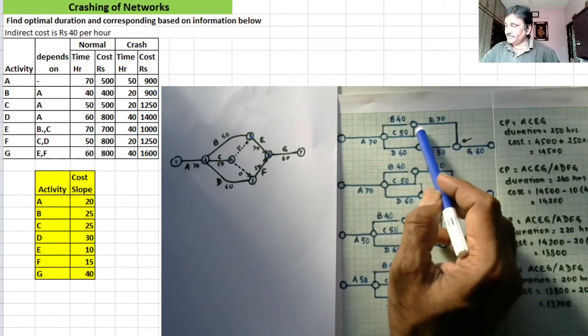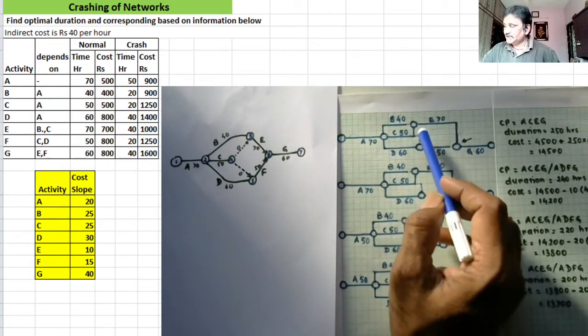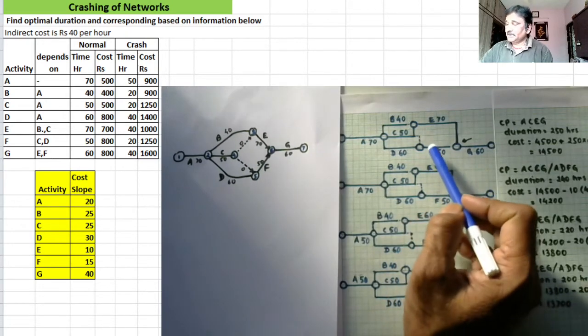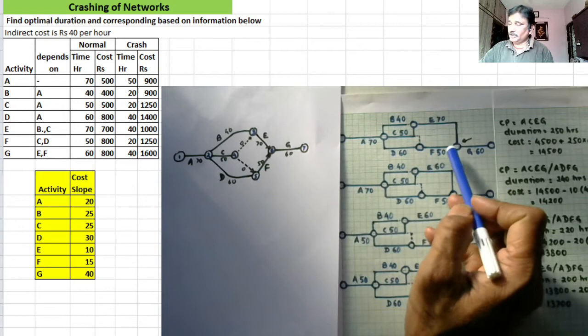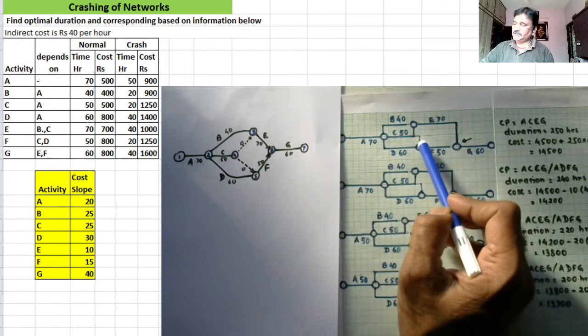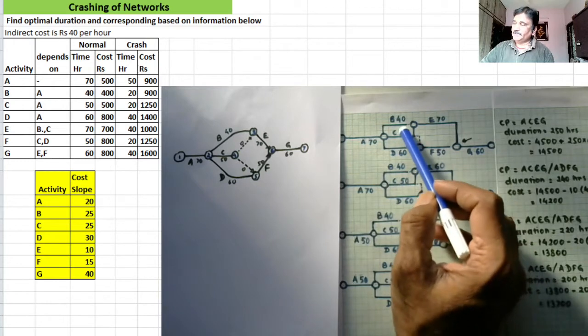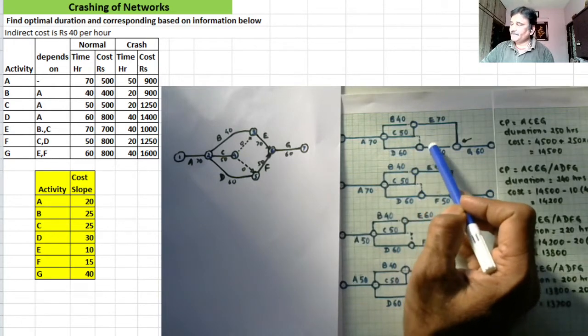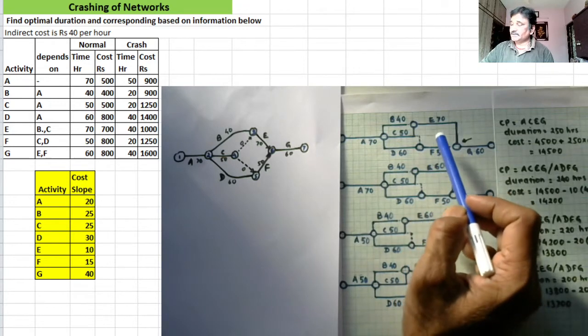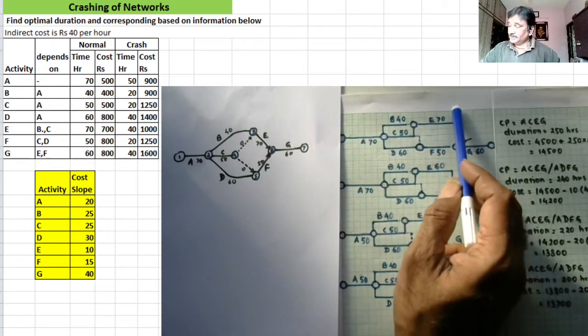I have not mentioned the slack times here, but you can mention them, right? Then activity F of 50 hours will start from the node indicating completion of activities C and D. Now this is 50 hours, this is 70 hours, right? That is on the time scale.